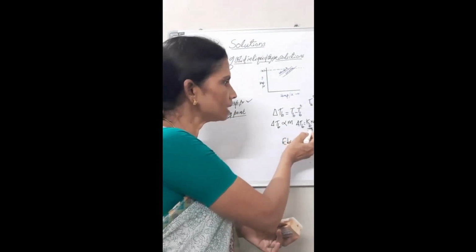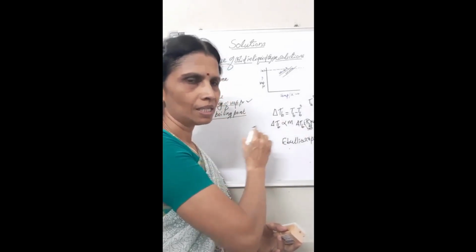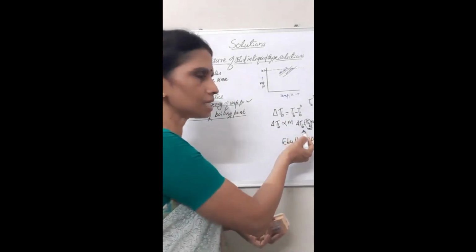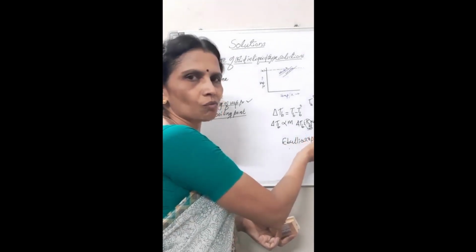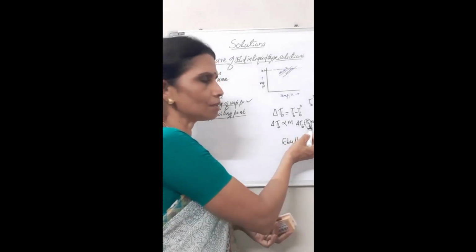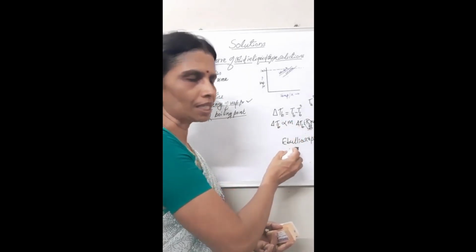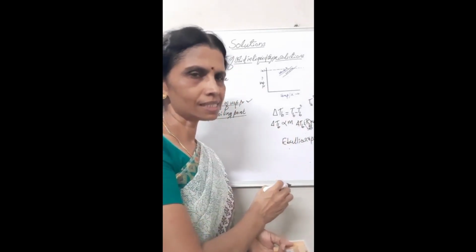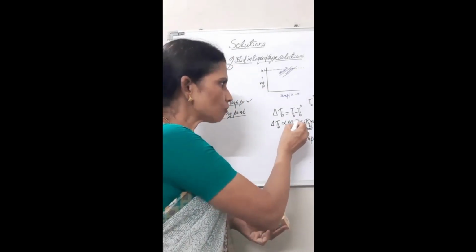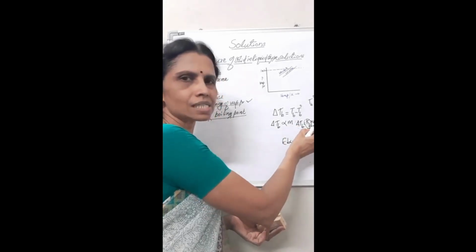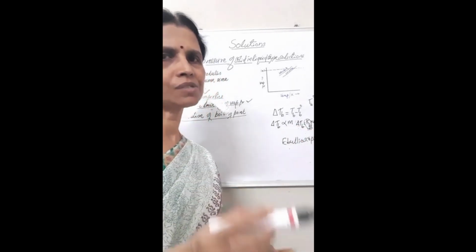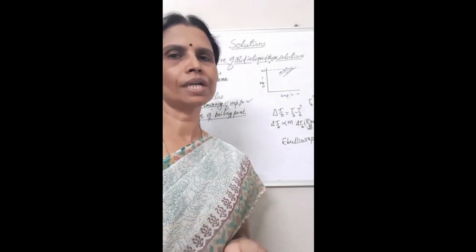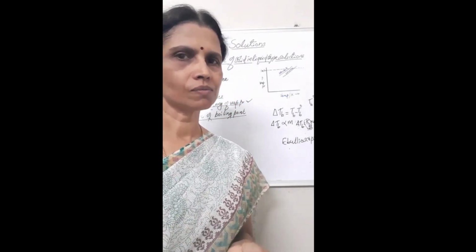And we can define this ebullioscopic constant, or boiling point elevation constant, from this equation. If m equals 1, we find delta TB will be equal to Kb, and that means the boiling point elevation constant is the elevation of boiling point when molality is 1. Molality 1 means a solution having 1 mole of solute dissolved in 1 kilogram of solvent.